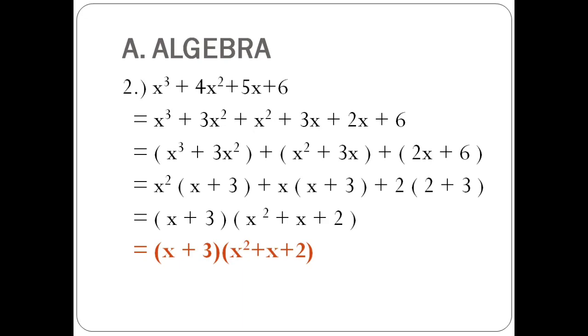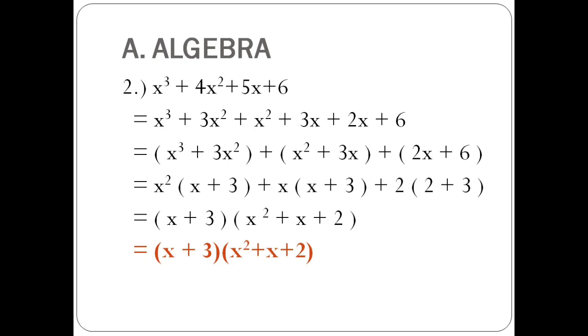So let's proceed to the next, which is x cubed plus 4x squared plus 5x plus 6. First, you're going to write the 4x squared and 5x as a sum. It will become x cubed plus 3x squared plus x squared plus 3x plus 2x plus 6. So the next step is you're going to group them into binomials. So it will become (x cubed plus 3x squared) and (x squared plus 3x) and (2x plus 6). After you do it, we need to factor them out.